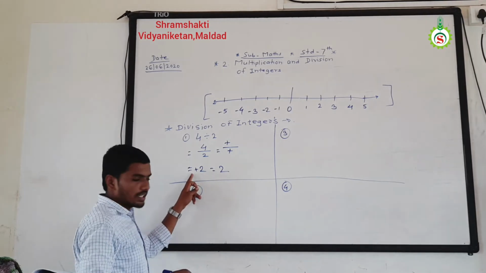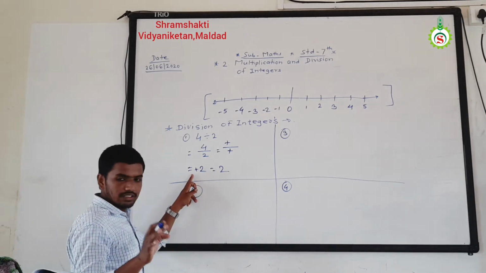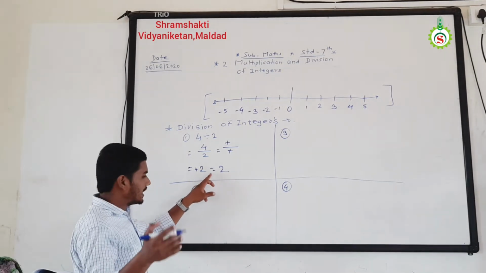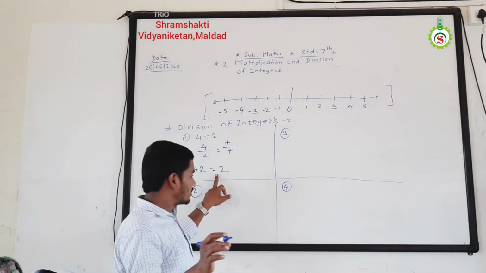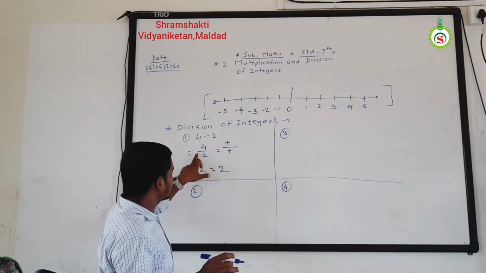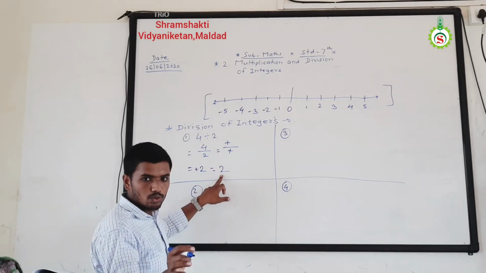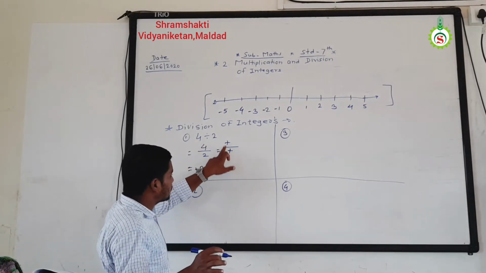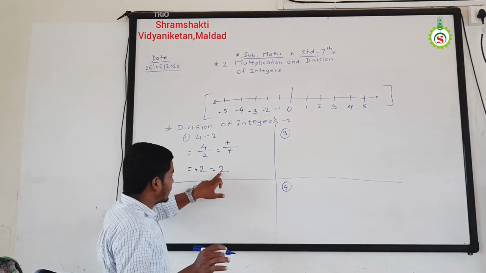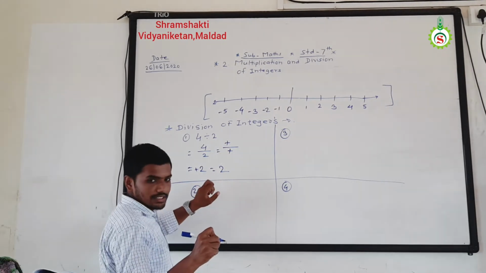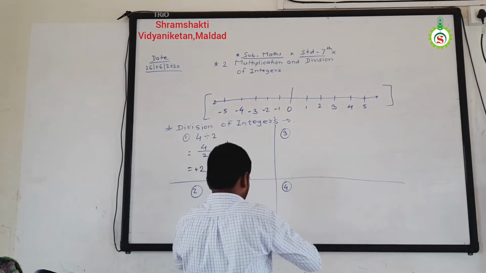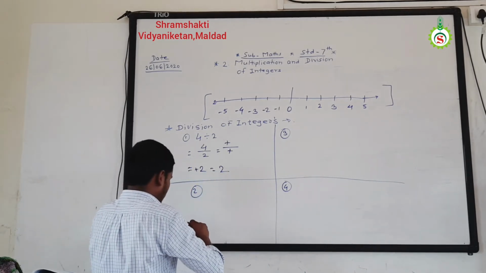That plus sign you can give, or if you are not given a plus sign, that means ultimately there will be the positive sign. That means that number is a positive number. So 4 divided by 2, normally the answer is 2, and both numbers having plus sign means same sign. That's why you have to give which sign to the answer? Plus.